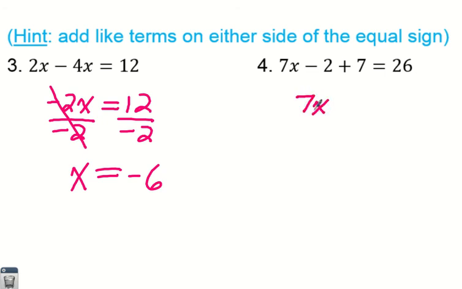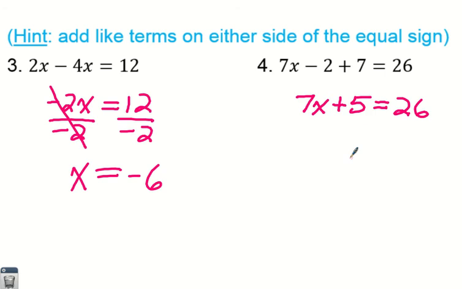So my first move is going to be combine them. What's negative 2 plus 7? I hope you see that it's positive 5. So that's all we're going to do in that step. And then after that, I can really turn my attention towards getting x all by itself.